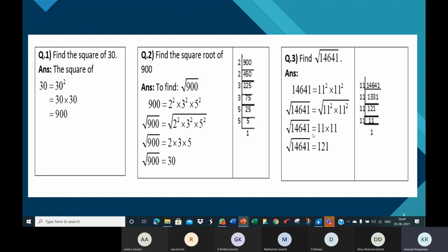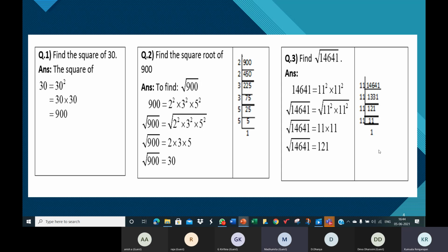Don't put the square root symbol again in the next step. Because from 2 11s, we brought 1 out. Again from 2 11s, 1 out. So the square root symbol is gone. We got rid of it. Now the square root of 14,641 is equal to 11 11s are 121.